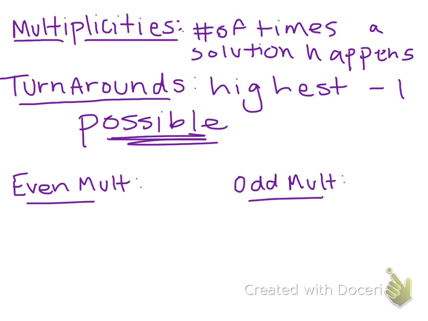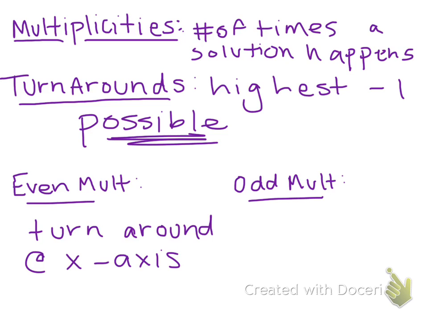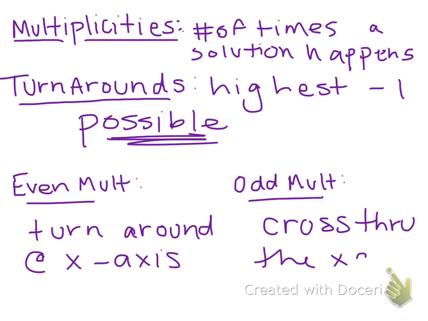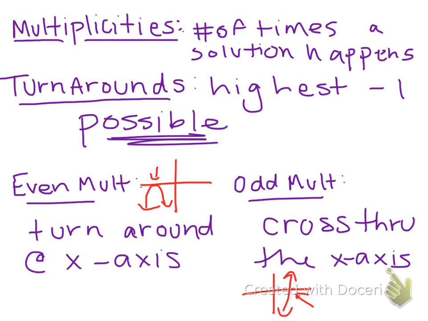So going back to the multiplicity, if you have an answer of an even multiplicity, that means your graph will turn around at the x-axis. Whereas an odd multiplicity means it will cross through the x-axis. So real quick, let me just give you a visual. An even multiplicity would be like that, where it's turning around at the x-axis. Odd multiplicity would be it's crossing through the x-axis.